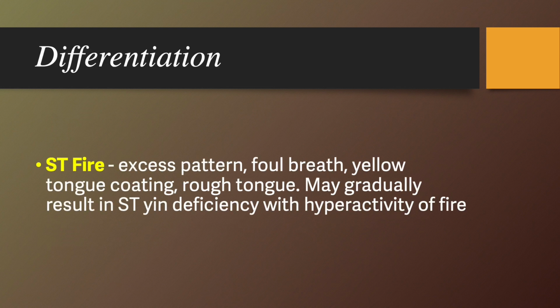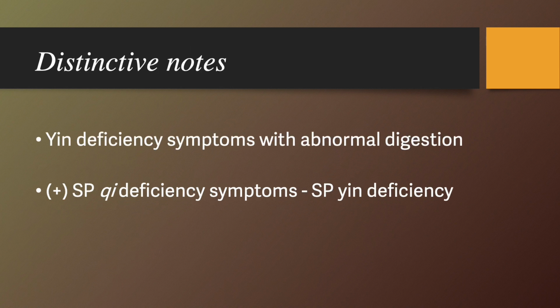This pattern should be distinguished from stomach fire. Stomach fire is an excess pattern and causes a foul breath, a yellow tongue coating, and a rough tongue. However, stomach fire may gradually result in stomach yin deficiency with hyperactivity of fire. The distinctive points of this pattern include yin deficiency symptoms with abnormal digestion. In the case of presence of spleen qi deficiency symptoms, the pattern can be identified as spleen yin deficiency.